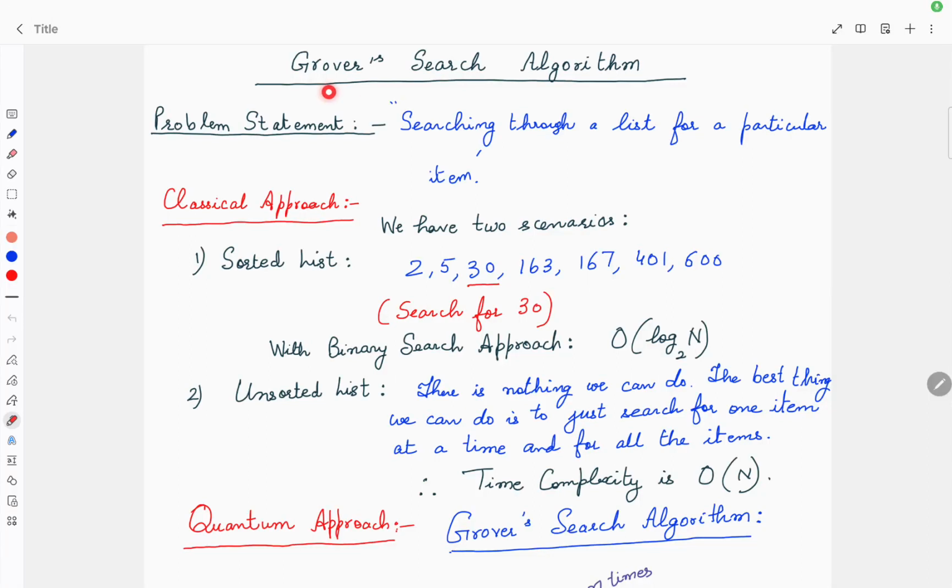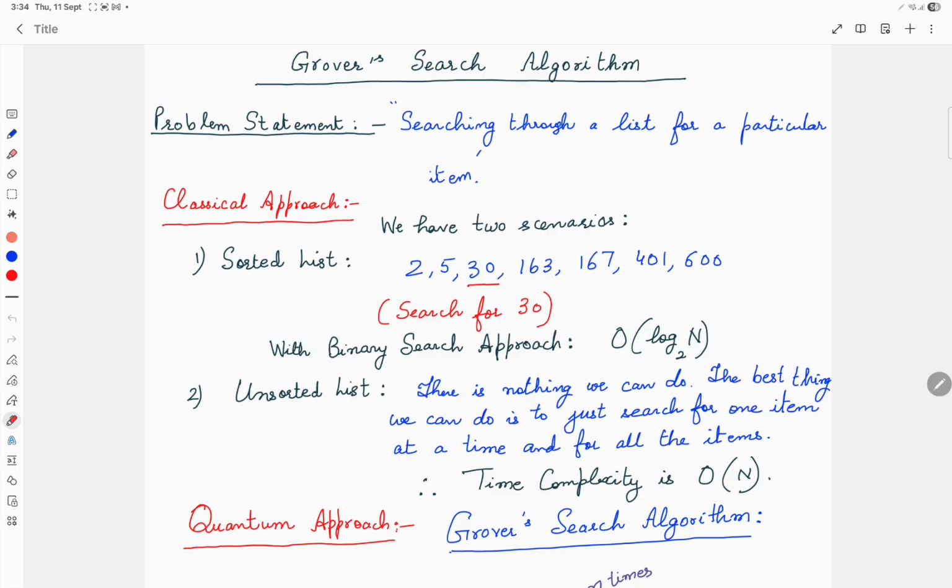Hello everybody. Today we will talk about Grover search algorithm. Actually, Grover search algorithm can be applied to many problems, and one of the problems states that we have to search through a list of numbers for a particular item.